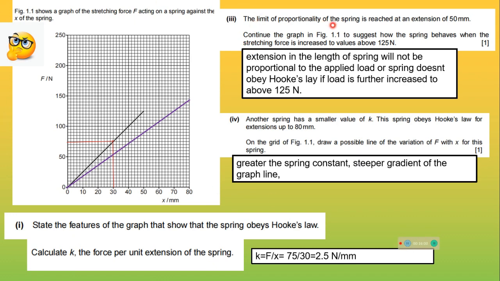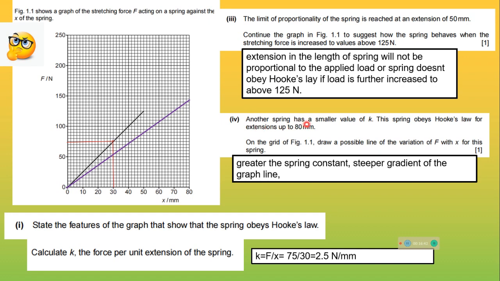The limit of proportionality of the spring is reached at an extension of 50 millimeter. Means at 50 millimeter, this is the limit of proportionality and here the load is 125 Newton. Continue the graph here to suggest how the spring behaves when the stretching force is increased above 125 Newton. So extension in the length of a spring will not be proportional to the applied force, or the spring does not obey Hooke's law if load is further increased above 125 Newton.